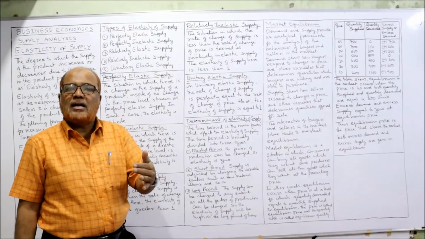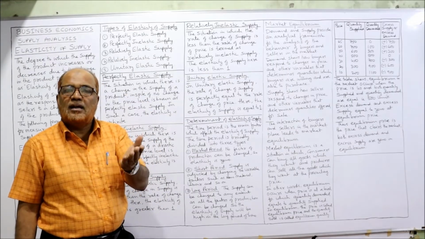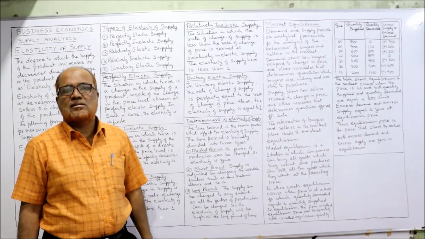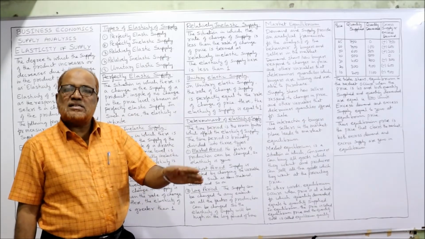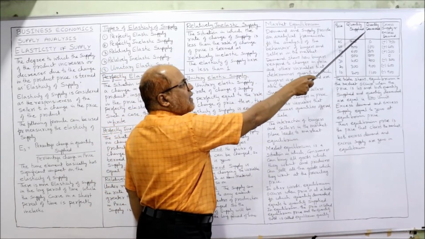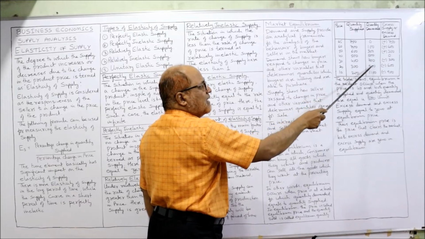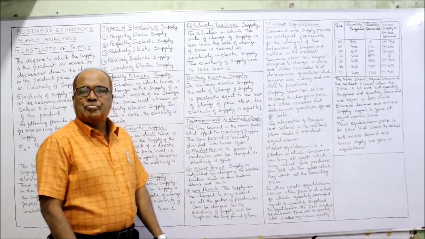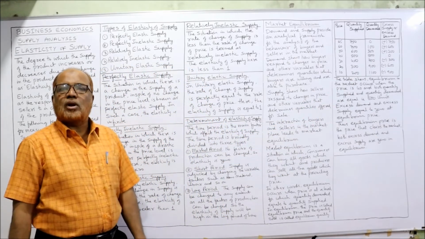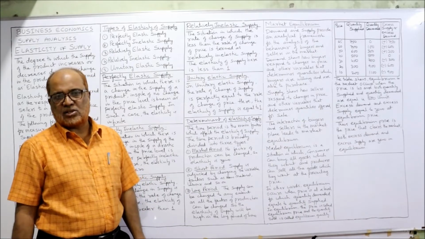But the law of demand says when the price decreases, the demand increases. Here price is decreasing, so the quantity demanded is 0, 100, 300, 500, 700, 900, 1100. These are three columns. Now the last column, excess of demand or excess of supply.